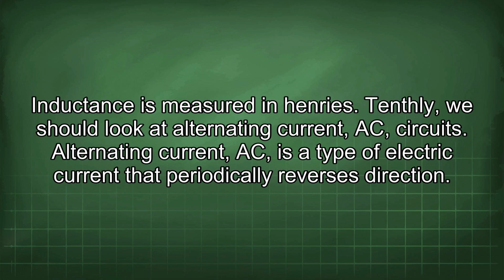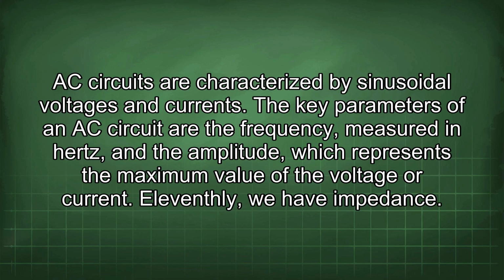Tenthly, we should look at alternating current, AC, circuits. Alternating current, AC, is a type of electric current that periodically reverses direction. AC circuits are characterized by sinusoidal voltages and currents. The key parameters of an AC circuit are the frequency, measured in hertz, and the amplitude, which represents the maximum value of the voltage or current.